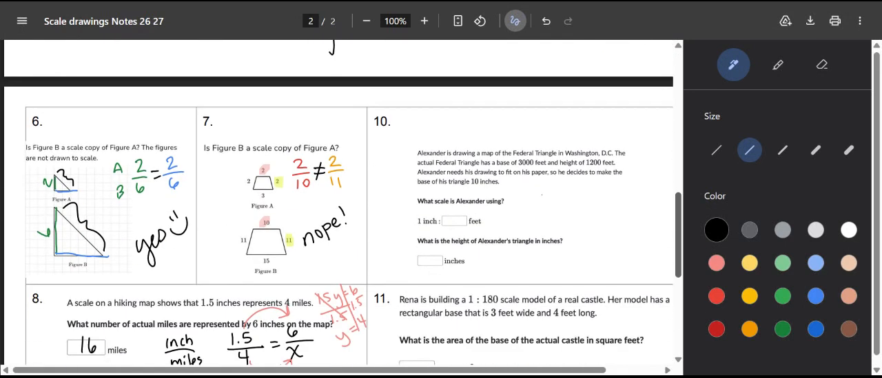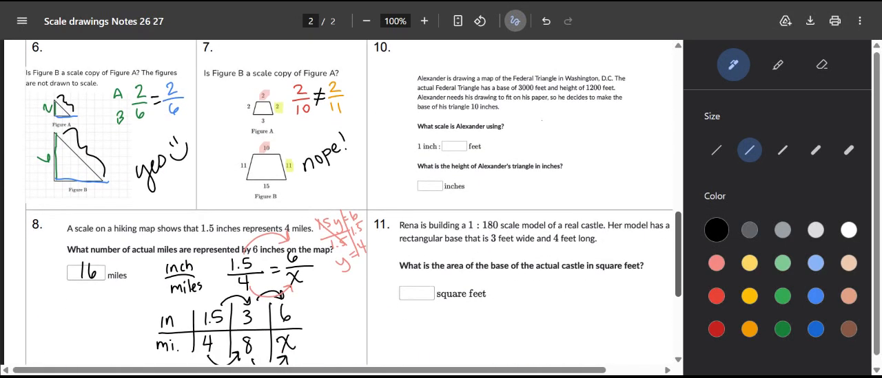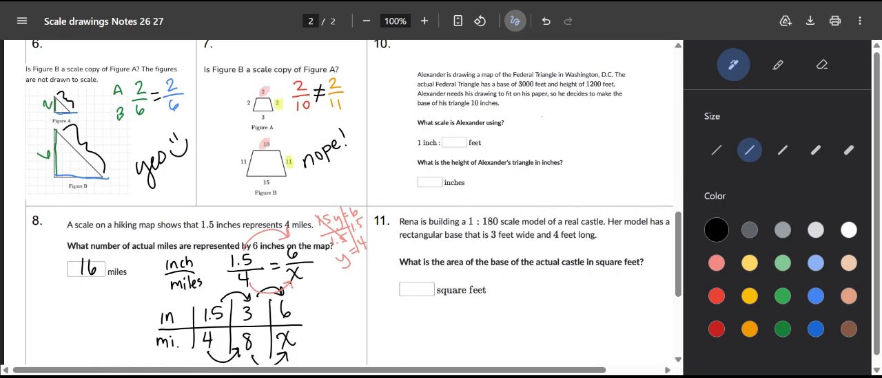Nope, went too far. Number 10, Alexander is drawing a map of the federal triangle in Washington, D.C. Okay, we've got a triangle, so immediately I'm just going to draw a triangle, so I have that on my paper. The actual federal triangle has a base of 3,000 feet, the base is down here, and a height of 1,200 feet. Okay? Alexander needs his drawing to fit on his paper, so he decides to make the base of the triangle 10 inches. We need to figure out the scale that Alexander is using.